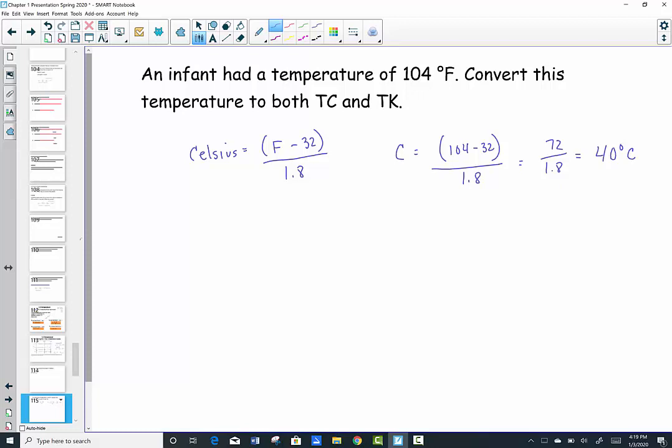How about the Kelvin scale? Well, I know that Kelvin is found by taking the Celsius and adding 273 units. So the Celsius degree we just found, adding 273 to that, gives us 313 Kelvin units.